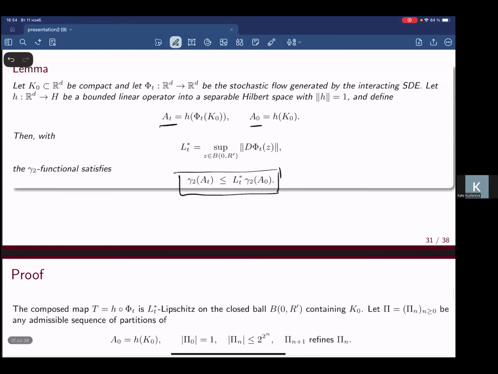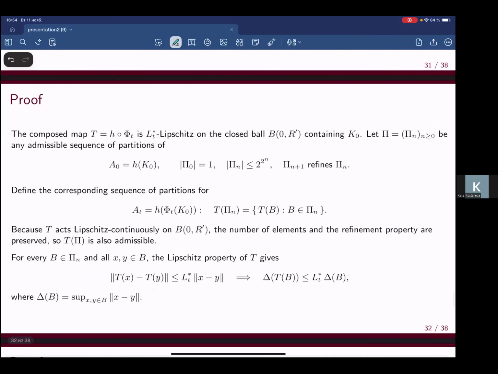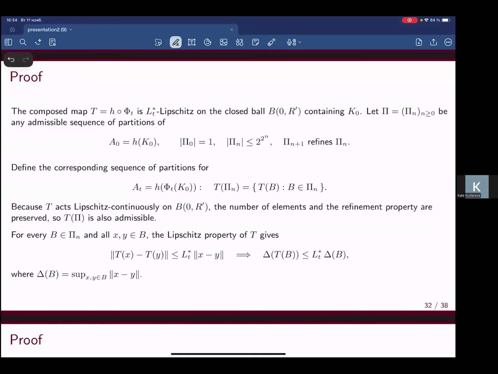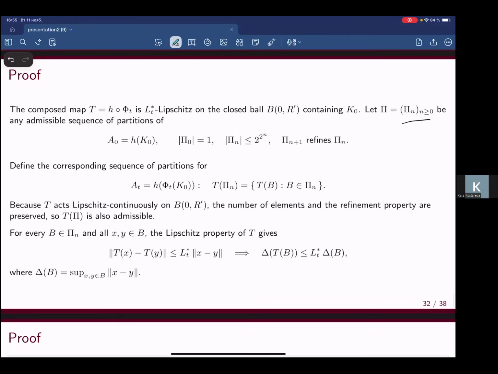Let T be the composition of H and phi, and by construction, T satisfies the Lipschitz property on the closed ball B that contains K0. Then we take any admissible sequence of partitions P_n with P_0 equal to 1 and the cardinality of P_n at most 2 to the power 2^n, and P_{n+1} refines P_n. And then we define the push-forward partition of A_T by this rule.